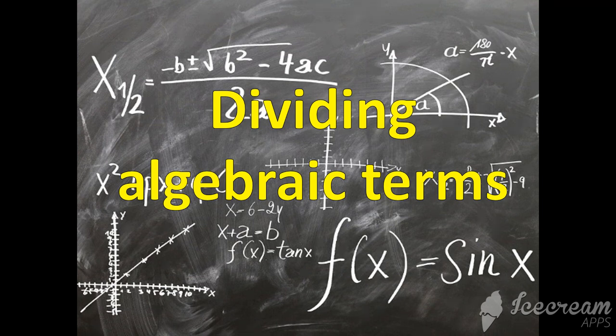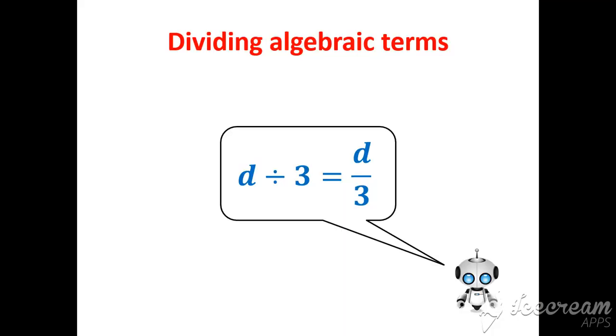Hopefully you've mastered the art of adding and subtracting and multiplying terms, because now we're going to chat about dividing algebraic terms. Right, here's the key thing about dividing. First and foremost, we don't use the divide sign. In algebra, when we say a number like d divided by 3, we write it with the fraction sign, d over 3.